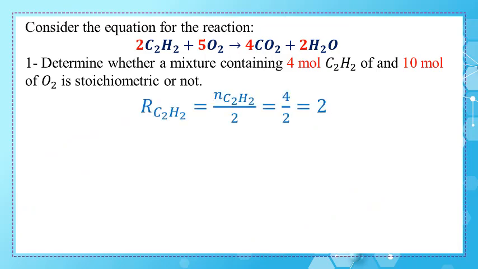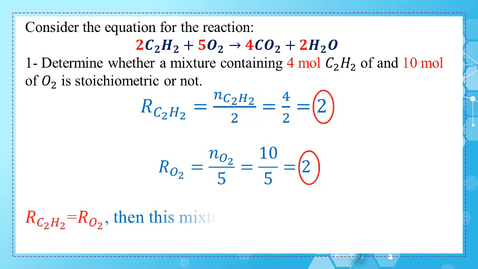Ratio of C2H2 equals number of moles of C2H2 over 2 equals 4 over 2 equals 2. The ratio of O2 equals number of moles of O2 over 5 equals 10 over 5 equals 2. We notice that the ratios are equal. Then the mixture is a stoichiometric mixture.